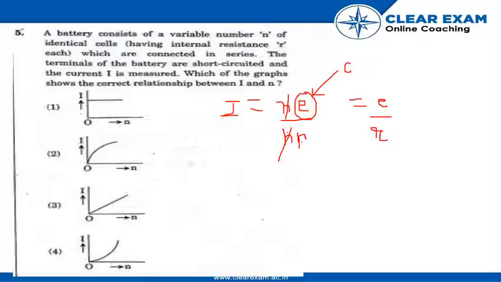So the graph should be like I and n. On increasing n, I will be constant because it does not depend on n. So if we match this graph with the options, the correct answer will be the first. Let's see in the next slide whether this is the correct answer or not.